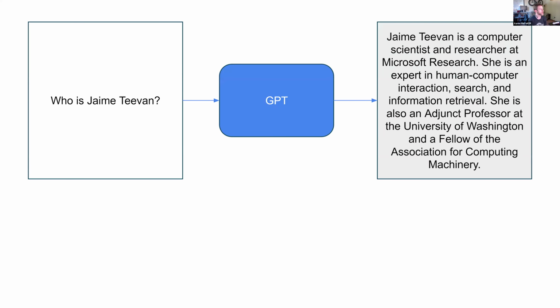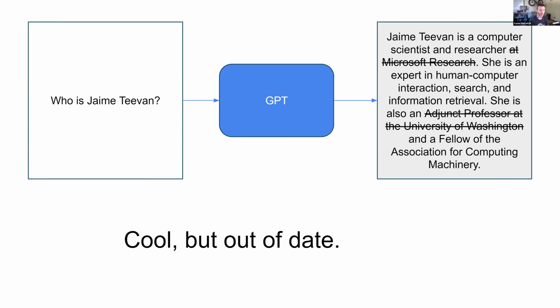I was just showing you examples where we ask it questions. We can ask, who is Jamie Teevan, which, by the way, is a famous computer science researcher who works at Microsoft, and it will give you a response. But it turns out this response is mostly not right. It's actually out of date. She no longer works in Microsoft Research.